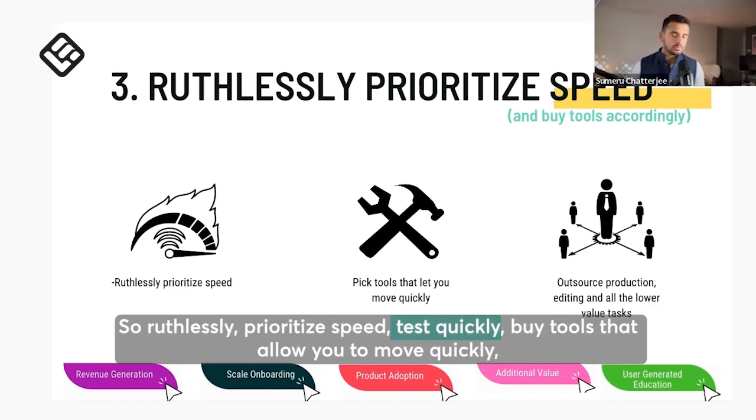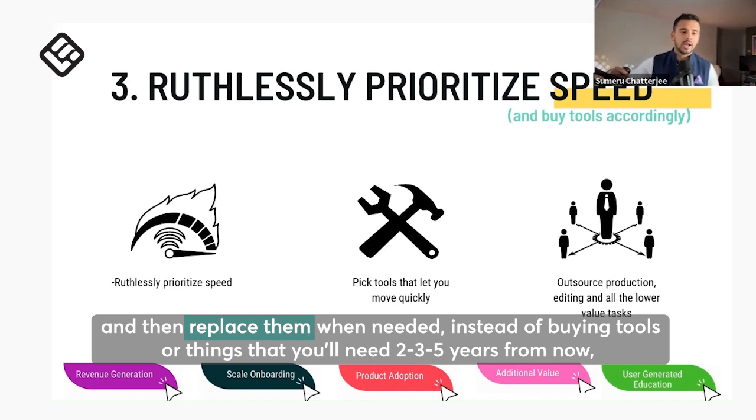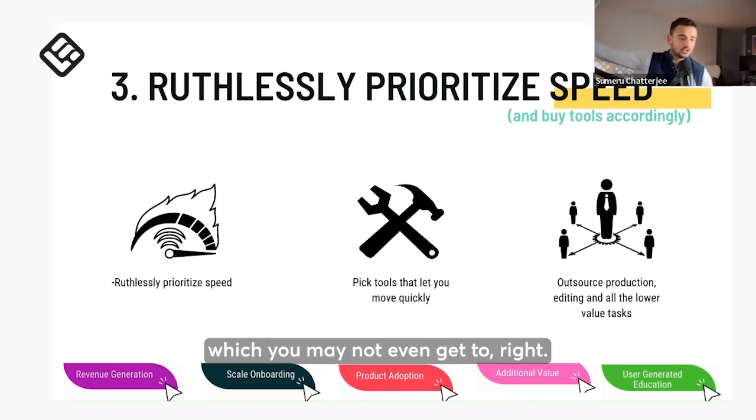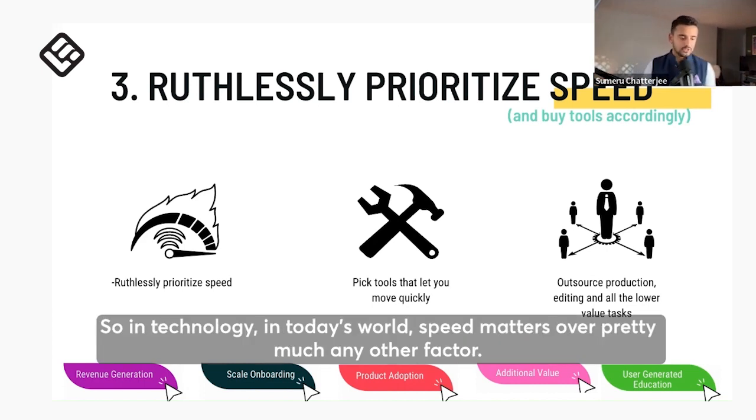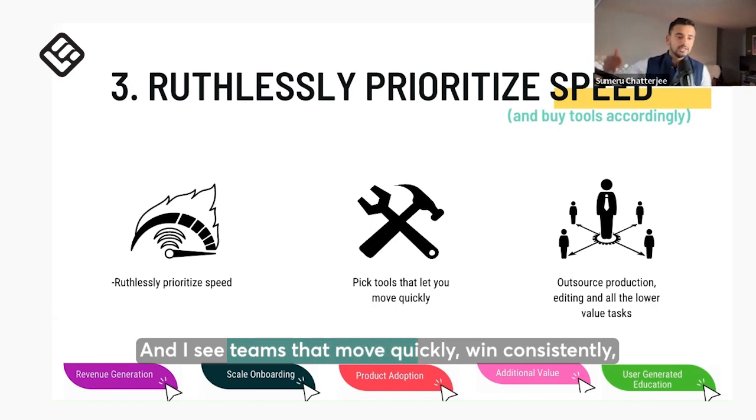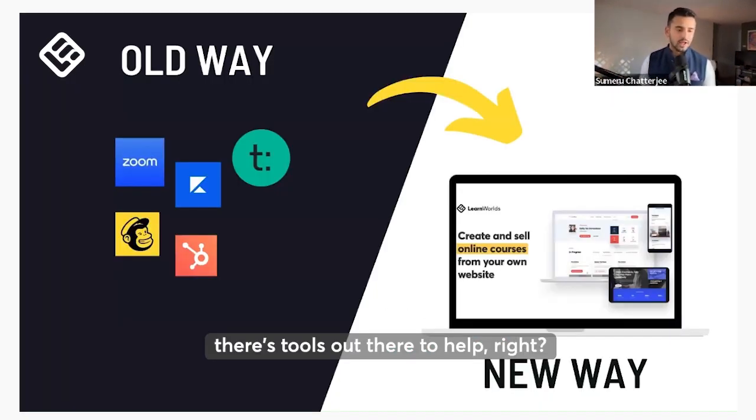So ruthlessly prioritize speed, test quickly, buy tools that allow you to move quickly, and then replace them when needed, instead of buying tools for things that you'll need 2, 3, 5 years from now, which you may not even get to, right? So in technology, in today's world, speed matters over pretty much any other factor. And I see teams that move quickly win consistently. There's tools out there to help, right?